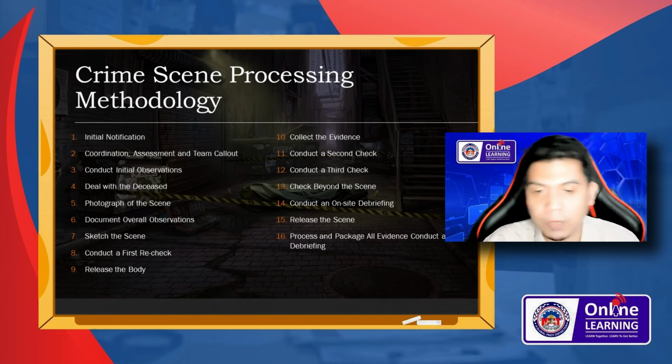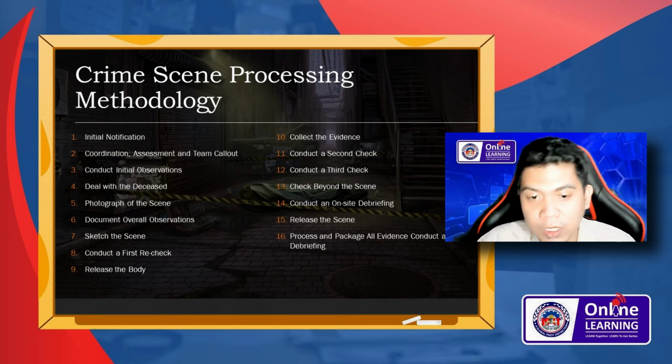And step number 11, conduct a second check. All known evidence has been safely containerized and removed from the scene. The second recheck involves more intrusive action, including checking surfaces with ALS, fingerprinting walls and other scene surfaces, and exploratory searches and movement of furniture.